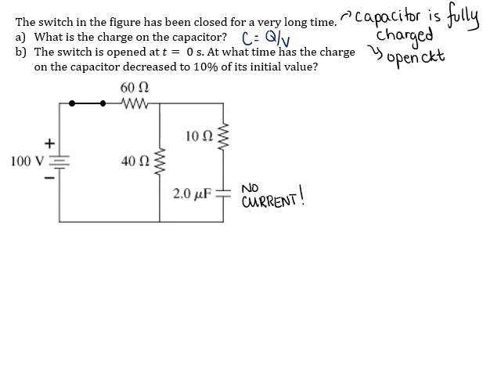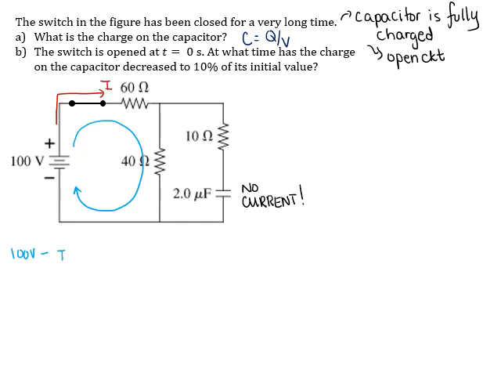Okay, my first loop I'll take in the left-hand part of the circuit. So I'll take my loop around clockwise. I'll write my loop rule. I've got my potential due to my battery, that's 100 volts. I've got a drop across my 60 ohm resistor. So let's get my current labeled. I've got current I comes out of our battery.